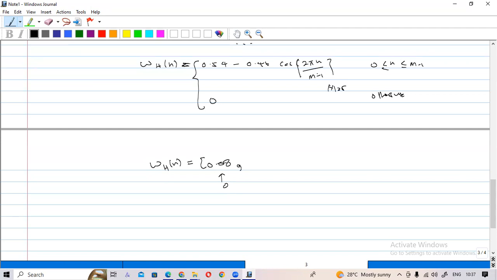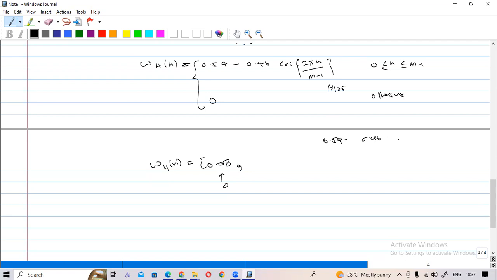If I write it here again, 0.54 minus 0.46 cos(2πn/4), since N is 5, so you will have 4 here. When n is 1, cos(π/2) is 0, so you will have 0.54. When n is 2, then you have cos π, which is minus 1. So you can add these two and you will have 1. Likewise, you can calculate the next one and the next one, so you have to calculate the 5 samples of the function.